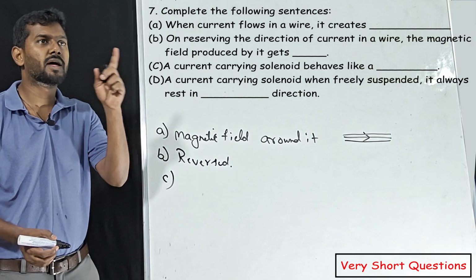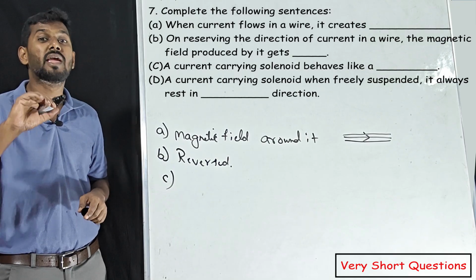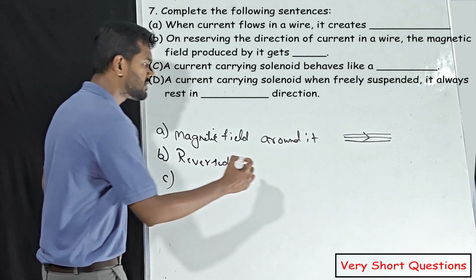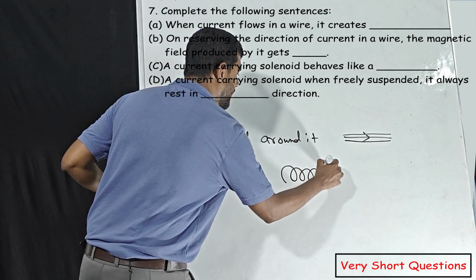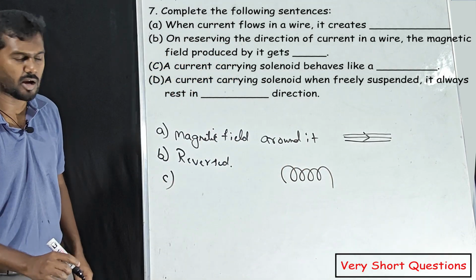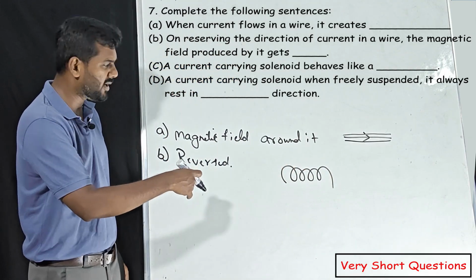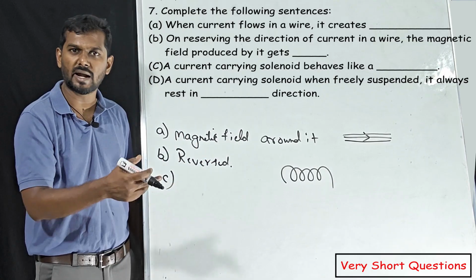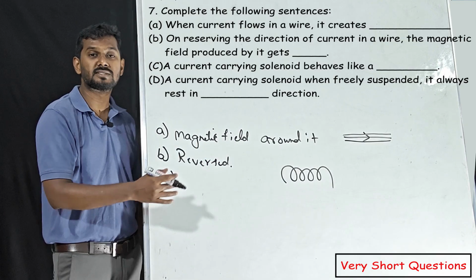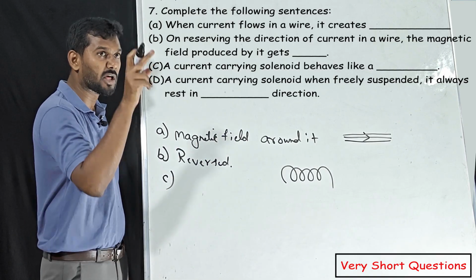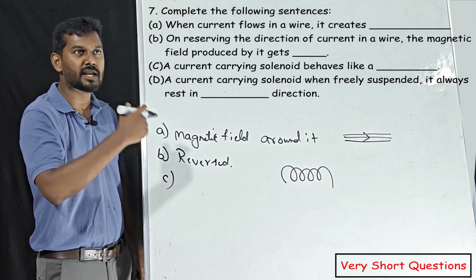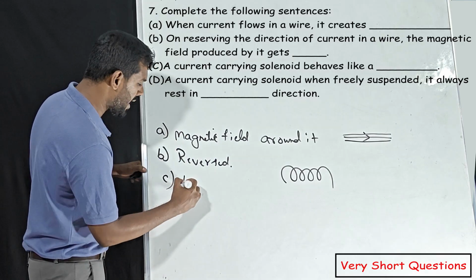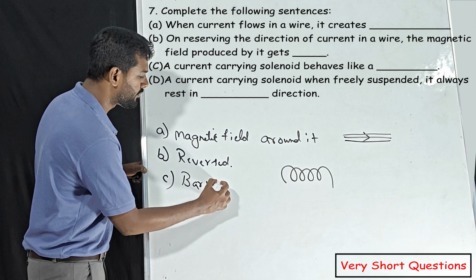Next, a current carrying solenoid behaves like a, see, solenoid will be like this, correct? This is nothing but a solenoid. So here whenever you pass a current through it, it creates a magnetic field, correct? But it behaves as a bar magnet. So the answer here is, the current carrying solenoid behaves like a bar magnet. Keep this in mind.